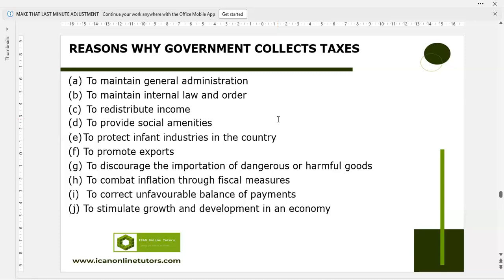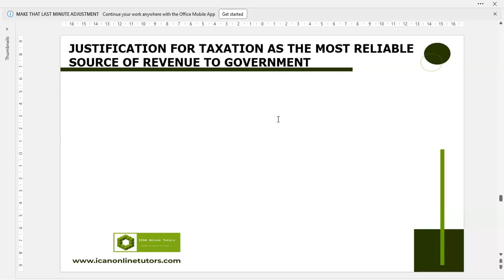So that's that. Then we have to discourage the importation of dangerous or harmful goods. Earlier, I used an example of cigarettes, then carbonated drinks. Also, to combat inflation through fiscal measures, to correct unfavorable balance of payment, and to stimulate growth and development in an economy.